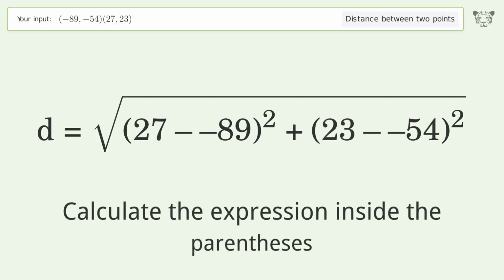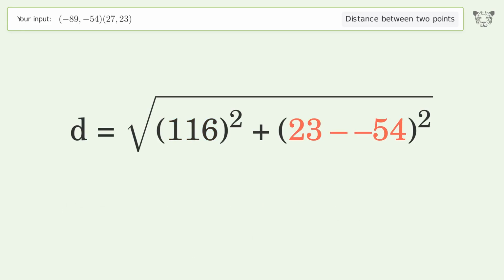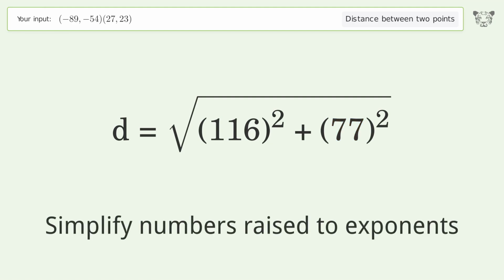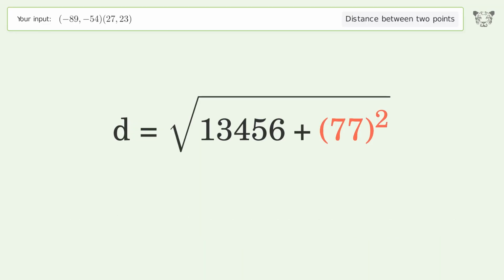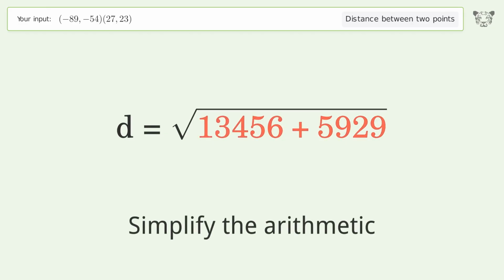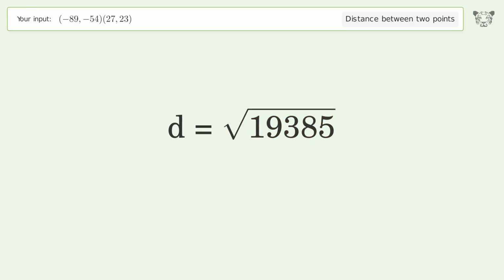Calculate the expression inside the parentheses. Simplify numbers raised to exponents. Simplify the arithmetic. And so the distance between the 2 points is the square root of 19,385, or 139.23.